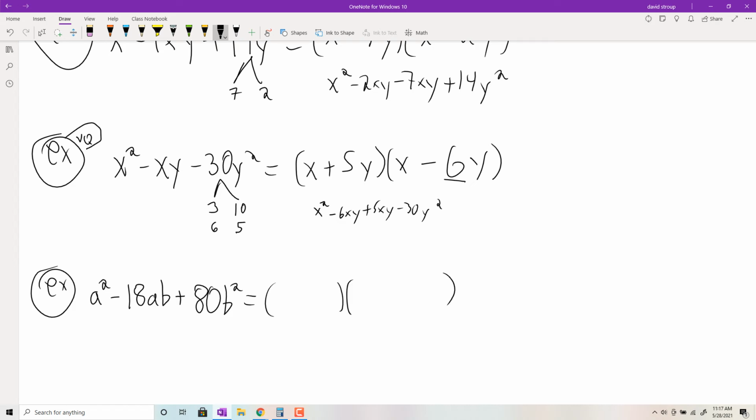This is a minus minus scenario. Instead of x's, we have a's. I need two numbers that multiply to give me 80, but add to 18. So that's just 8 and 10. Doesn't really matter what order you put them in. And then FOIL it back out to make sure it works.